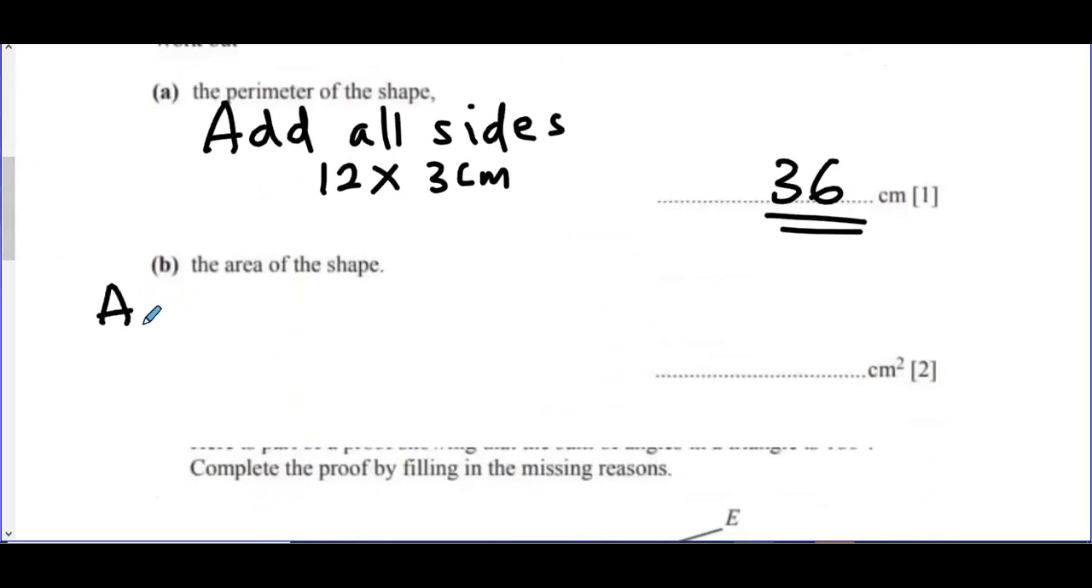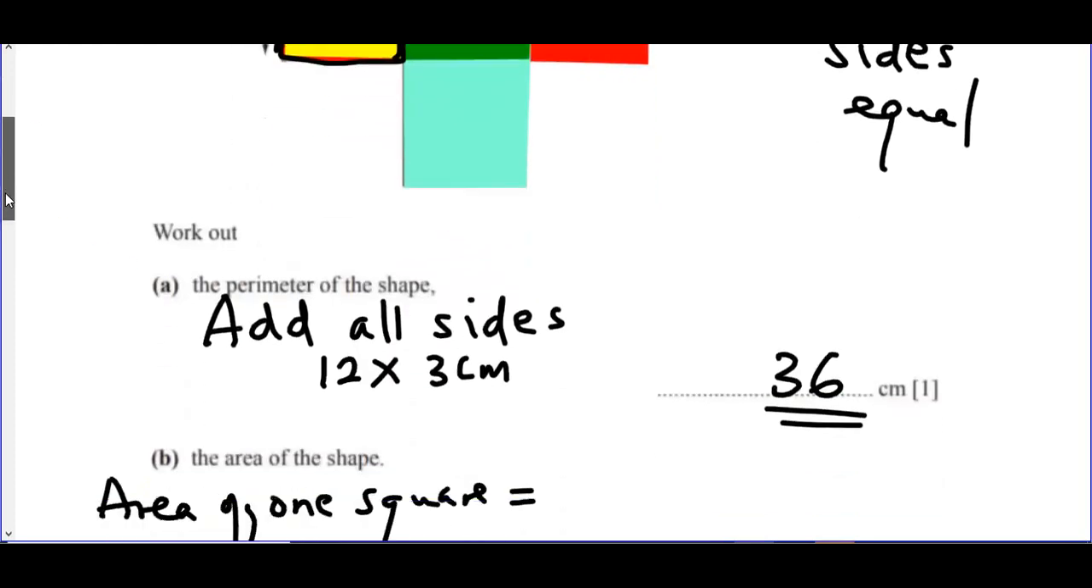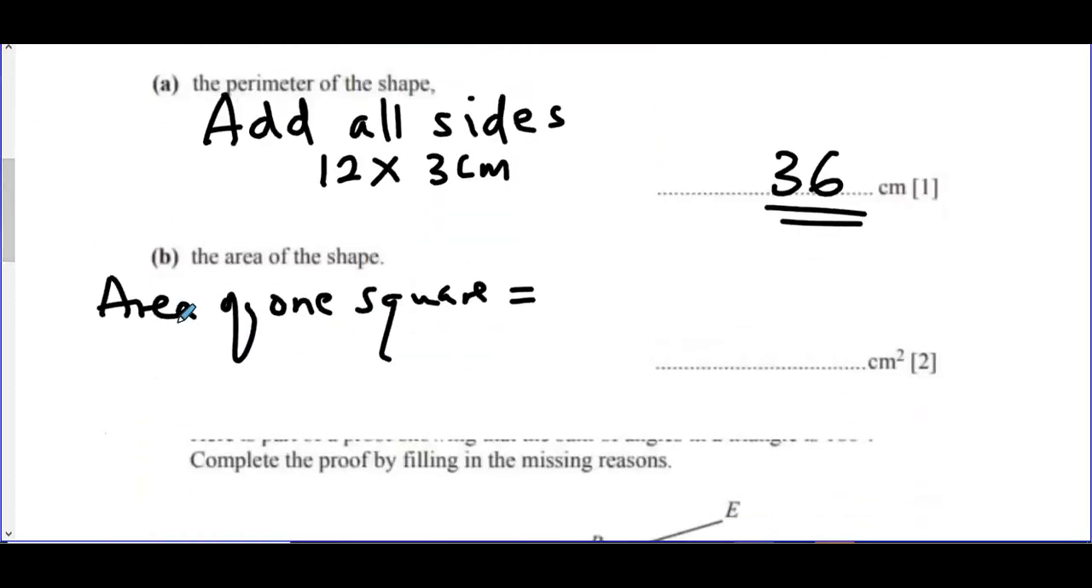So right here, area of 1 square equals to, formula of area of a square is length times width. Some other people usually say side times side. So it's all correct. Area of 1 square equals length times width, but in that case it is 3 centimeters multiplied by 3 centimeters. This gives you 9 centimeters square. So this is the area of 1 square.